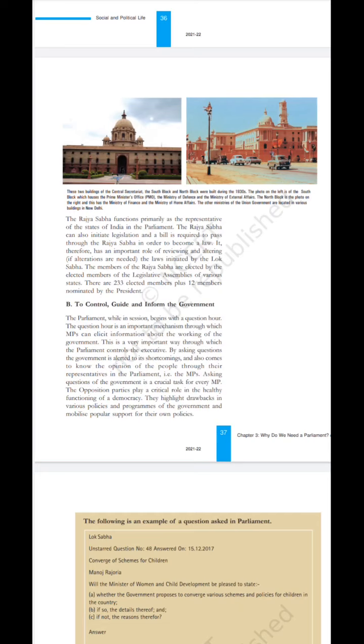The government gets valuable feedback and is kept on its toes by the questions asked by the MPs. In addition, in all matters dealing with finances, the Parliament's approval is crucial for the government. This is one of the several ways in which the Parliament controls, guides, and informs the government. The MPs, as representatives of the people, have a central role in controlling, guiding, and informing Parliament, and this is a key aspect of the functioning of Indian democracy.